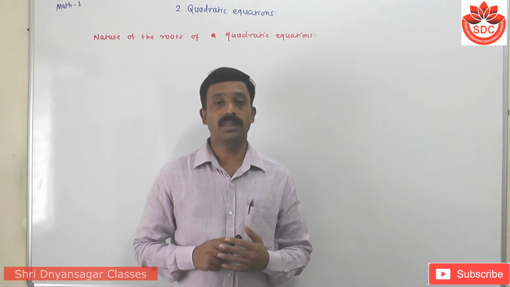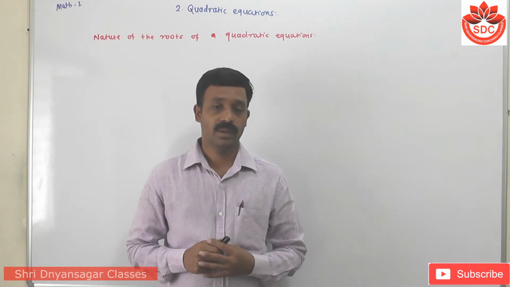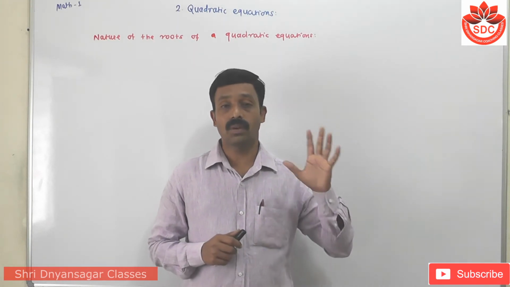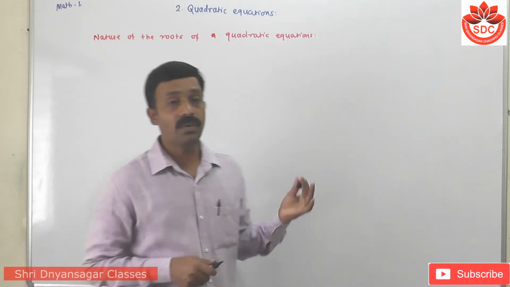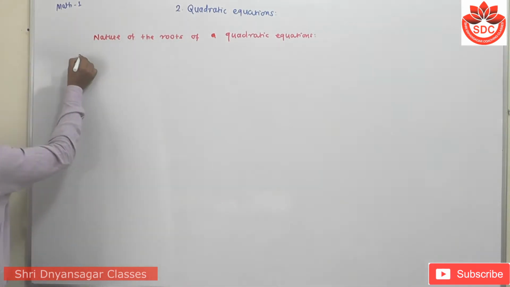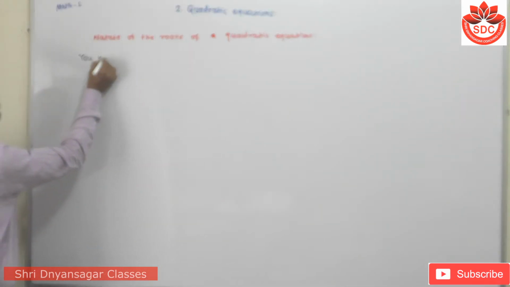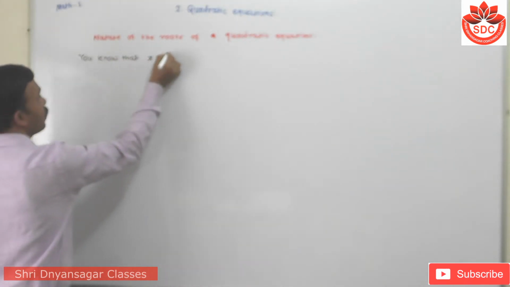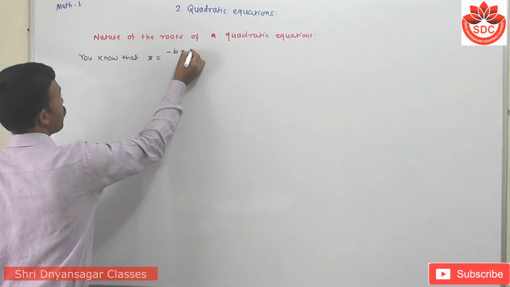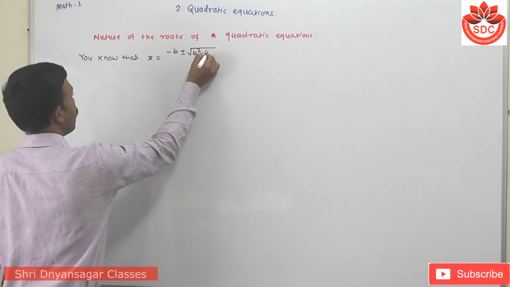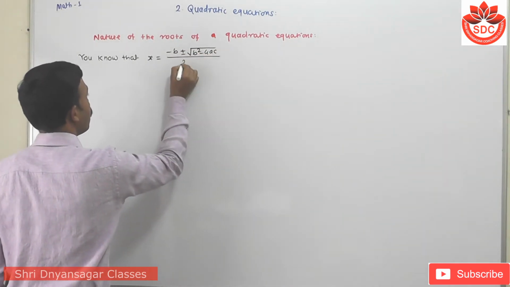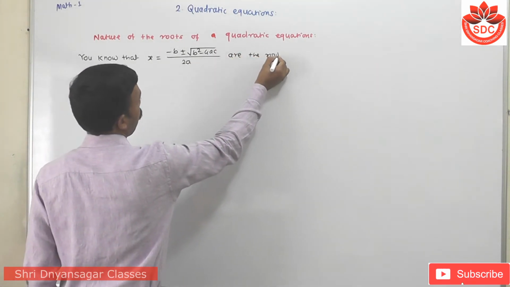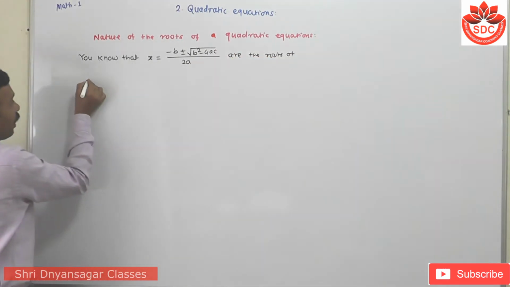Important point of the chapter quadratic equation. Now in this, first we have to discuss the nature of the roots of the quadratic equation. Now all of you know that x is equal to minus b plus minus root of b square minus 4ac upon 2a are the roots of quadratic equation.